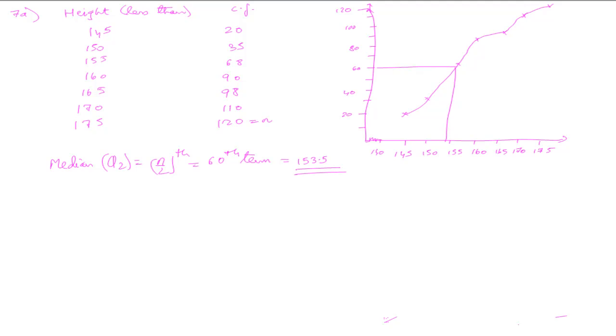Next, they've asked us for the children whose height is above 162.5. So 162.5, children, over here, we'll take this value and take it on this axis. Come down to a value of approximately 94. So students whose height is above 162.5 centimeters is equal to approximately 94 students, children. That's 94 students.